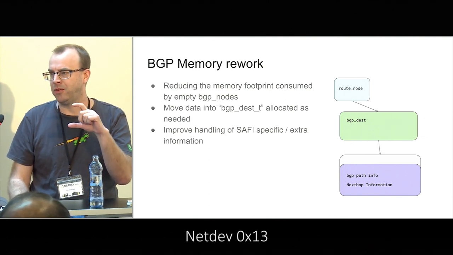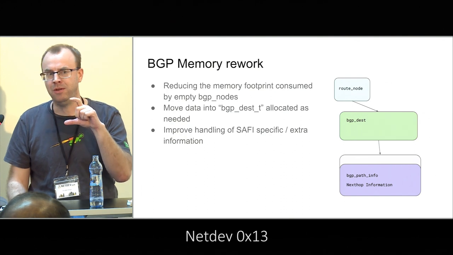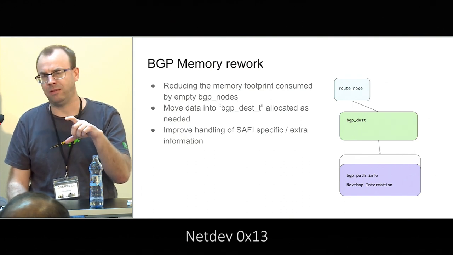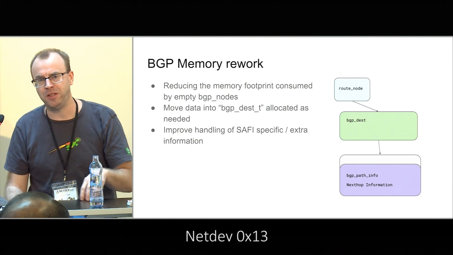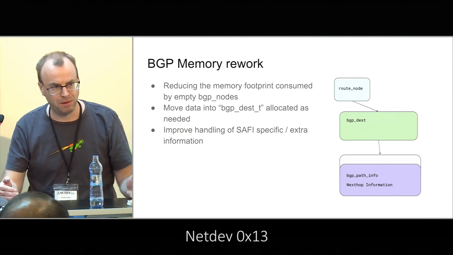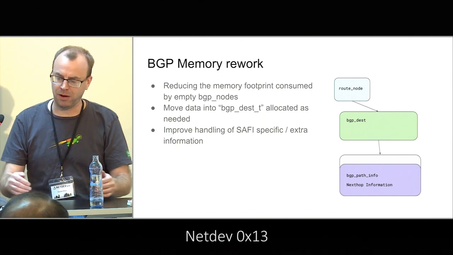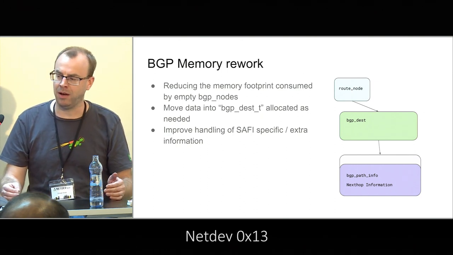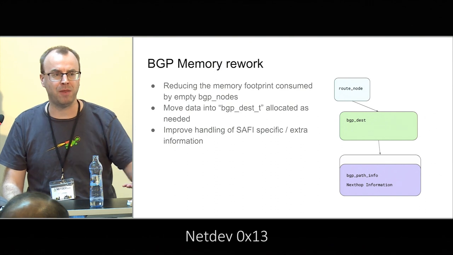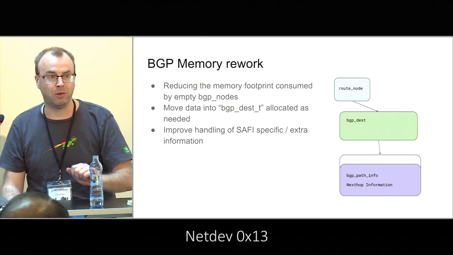And so every single node in a BGP table takes up 160 bytes, and if I have a full BGP feed, that's 700,000 nodes. And then the way we've structured the table data structure in FRRouting is that there is probably an extra 500,000 nodes that are placeholders.